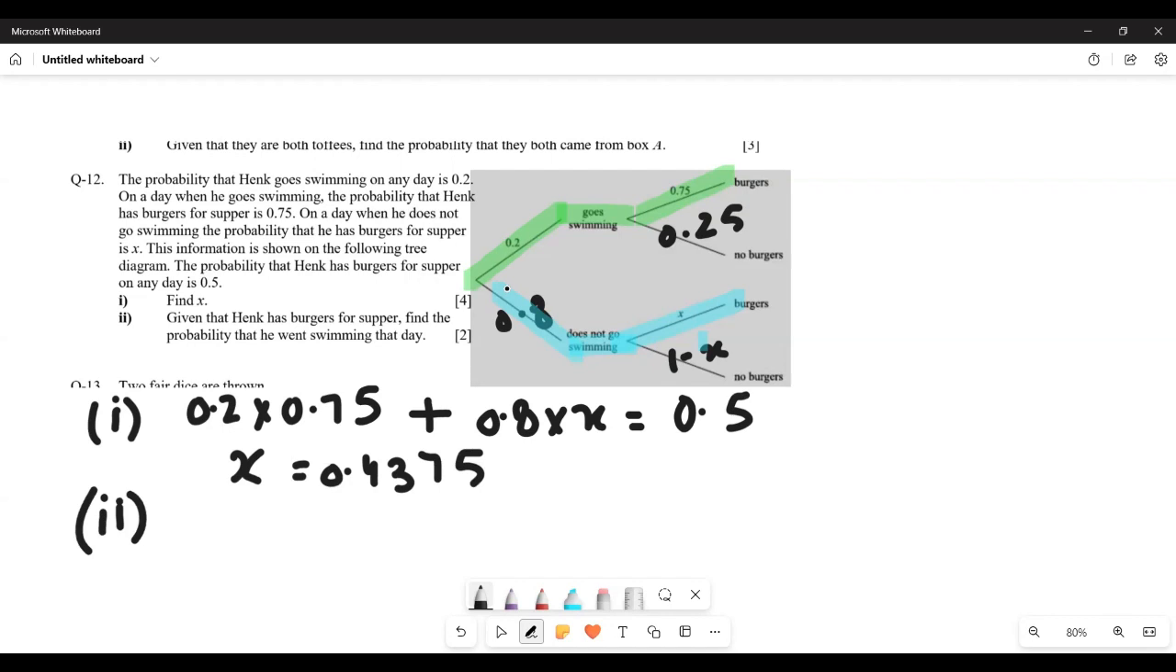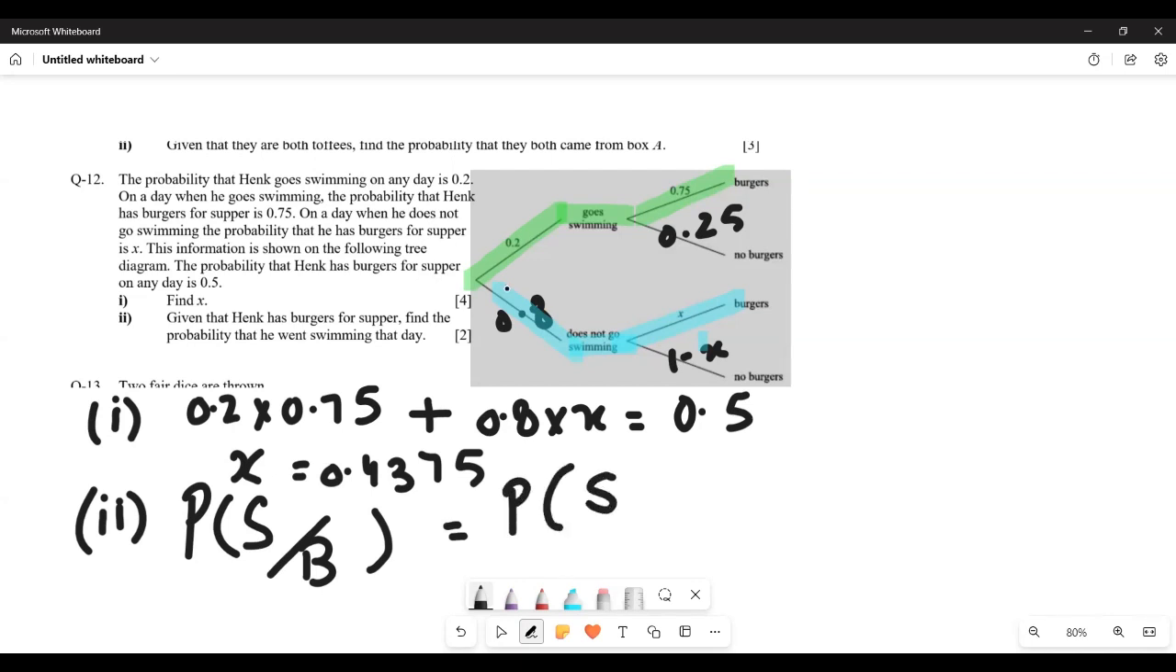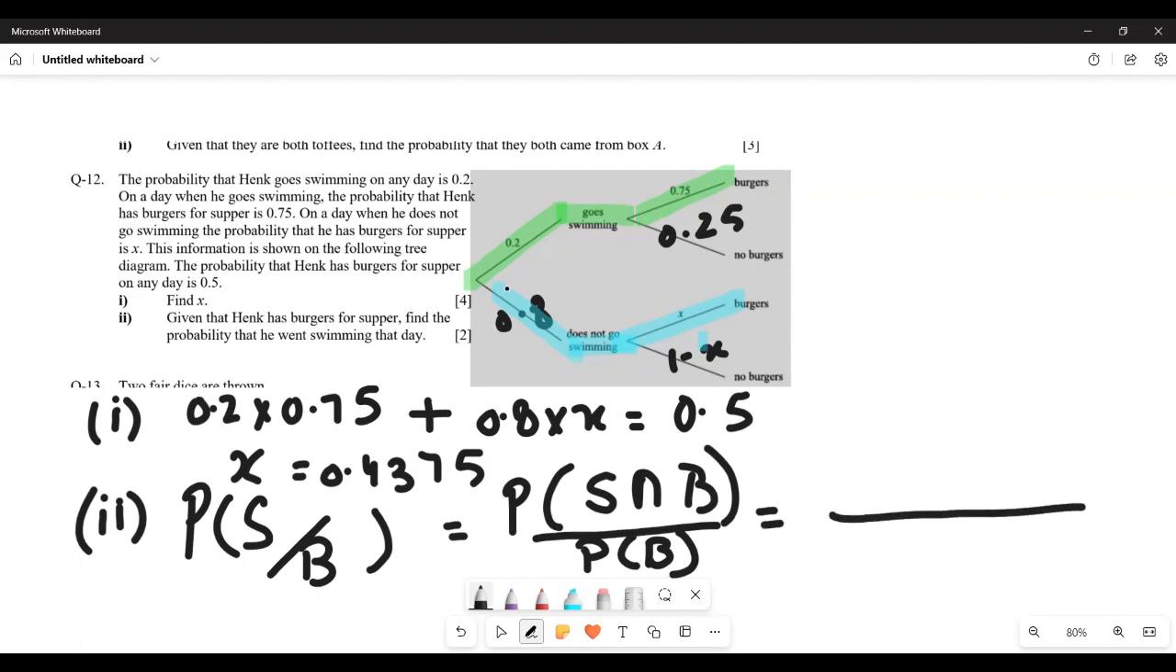Part 2. Given that Hank has burger for supper, so probability something given burger, find the probability that he went swimming that day. So I'm going to write S here. So now the formula for conditional probability would be probability that he goes swimming and he eats a burger divided by probability that he eats a burger. So we already found the probability that he eats a burger in part 1. So the denominator is going to be, no, we did not find that in part 1.